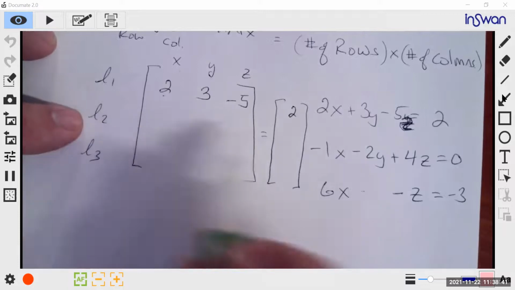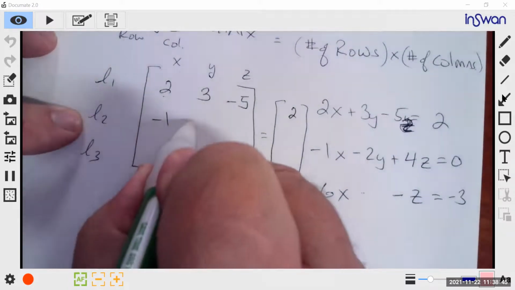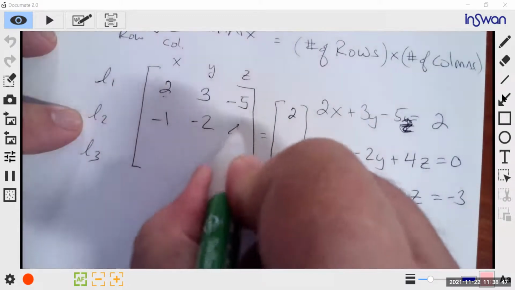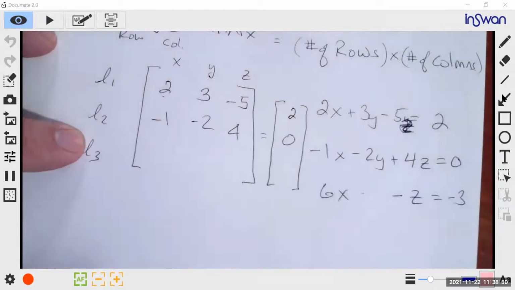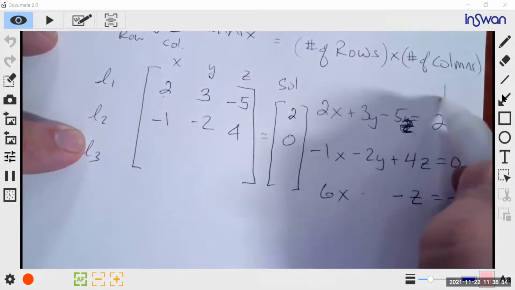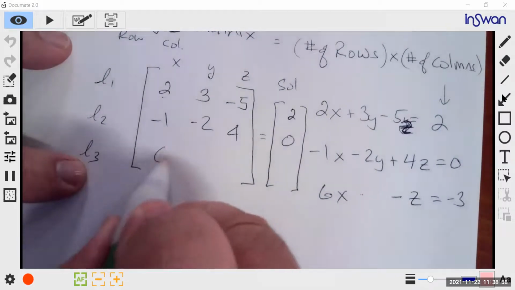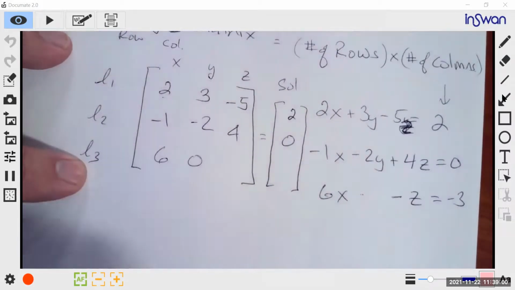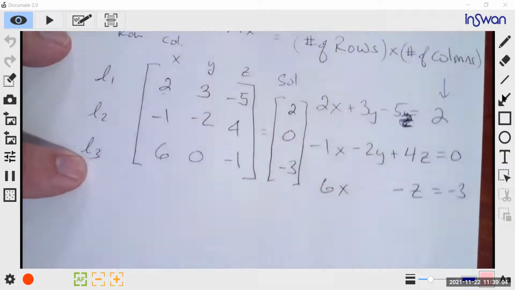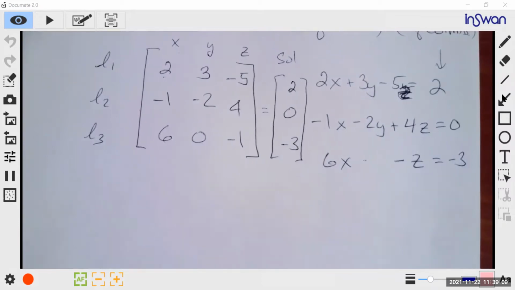So line 2 are the coefficients of the second equation. Negative 1, negative 2, 4. And in the answers, it's 0. These are the solutions. This part. So 6, there is no y, so it's 0. Negative 1, negative 3. So that's how you convert equations to matrices, and you can also work backwards.